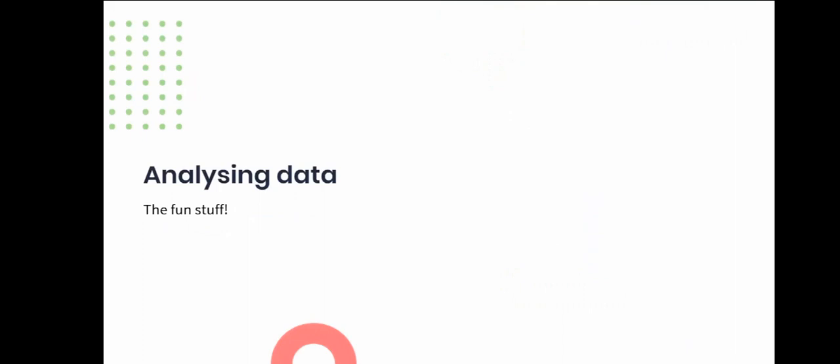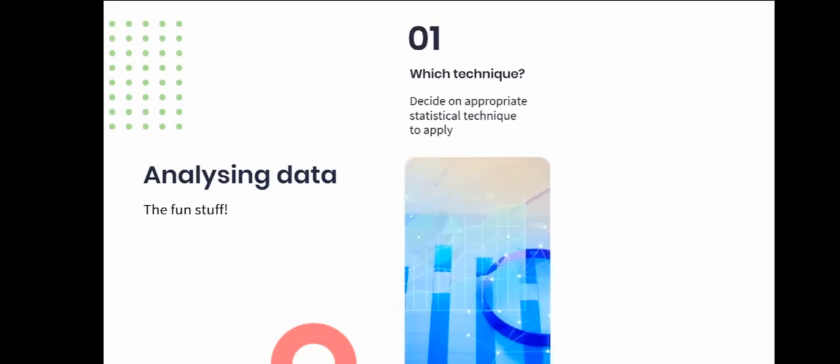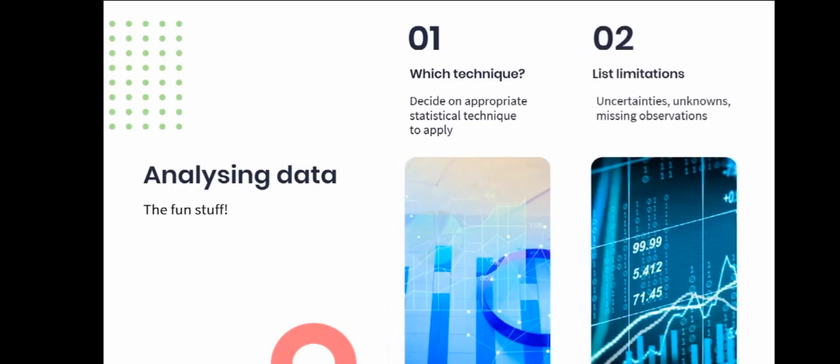Now we get to analyzing the data. First, we will need to decide which technique is the best one to apply. Then it is also very important to list any limitations. Limitations include any uncertainties you might have or any unknowns that you've encountered. It could also include missing observations.